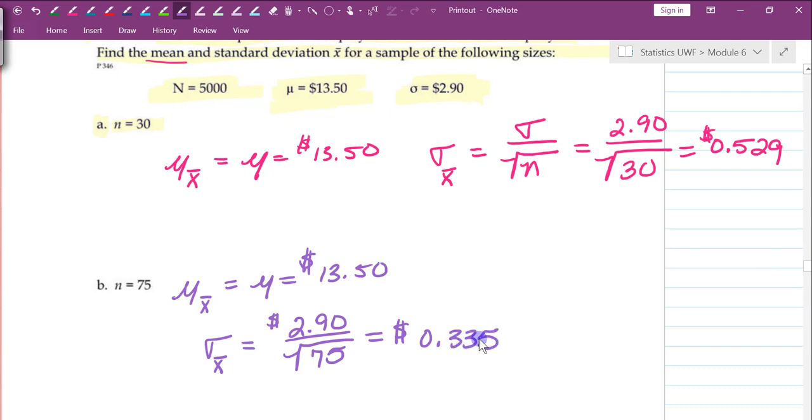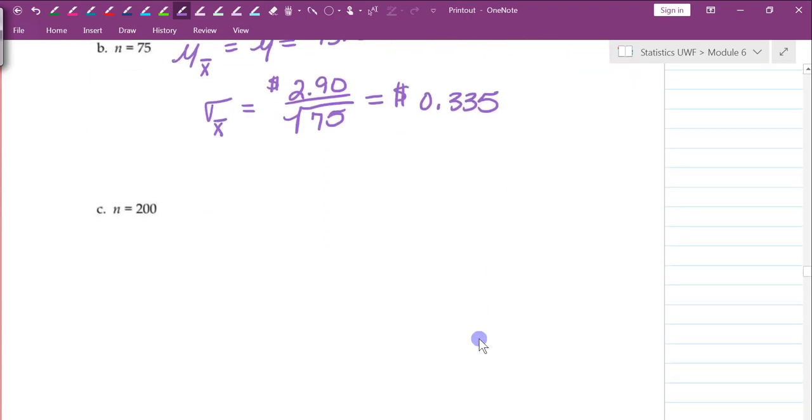Is there one more? There's one more. Push pause. You saw this on your own, then push play to see if you got it correct.